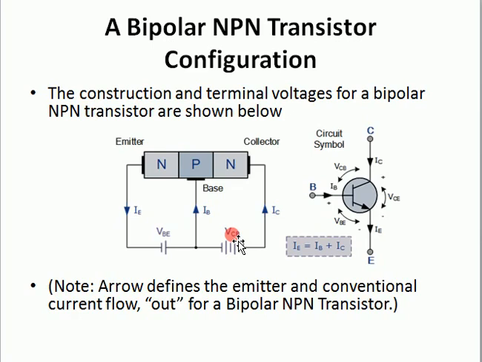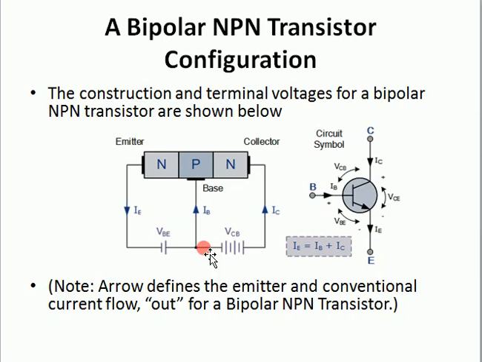Now if both junctions, this emitter base junction and this collector base junction, are forward biased, then the transistor acts as an on switch. So that's how a transistor action occurs with respect to these junctions. It all depends upon these junctions.